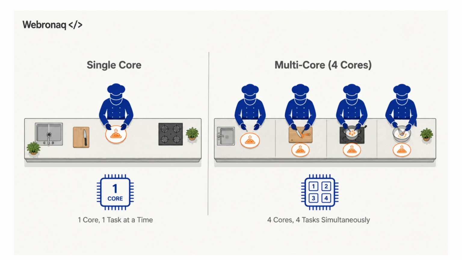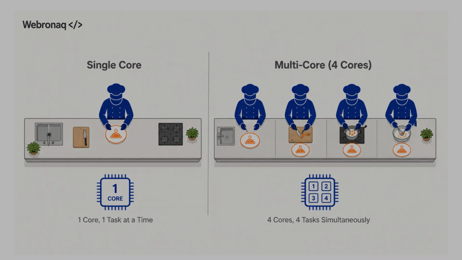Consumer chips today range from 6 cores, like the Ryzen 5 9600X, all the way up to 24 cores on Intel's Core Ultra 9285K. And on the server side, AMD's EPYC chips pack 128 cores into a single processor. More cores means more tasks handled in parallel, which is why video editors and 3D artists love high core count chips. Now, cores are only half the picture. Let me show you threads.